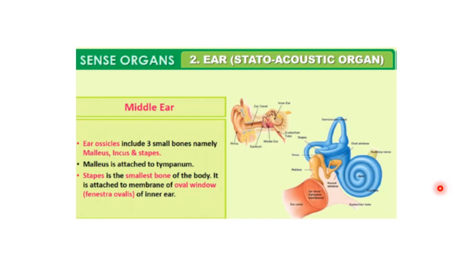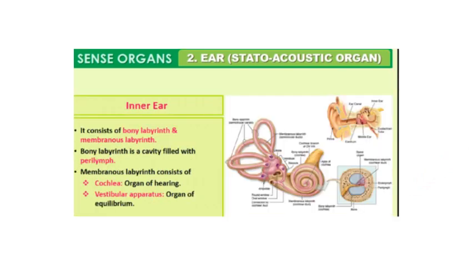Malleus is attached to the tympanum. Stapes is the smallest bone of the body. It is attached to the membrane of the oval window of the inner ear.